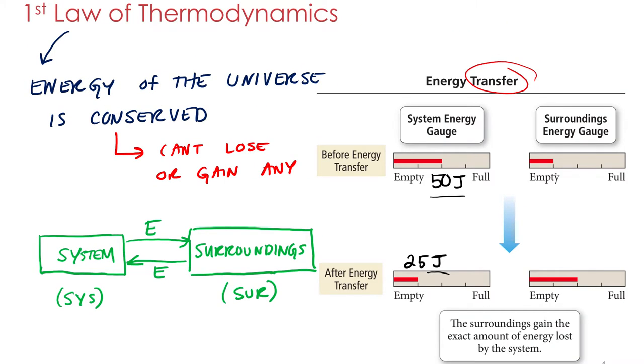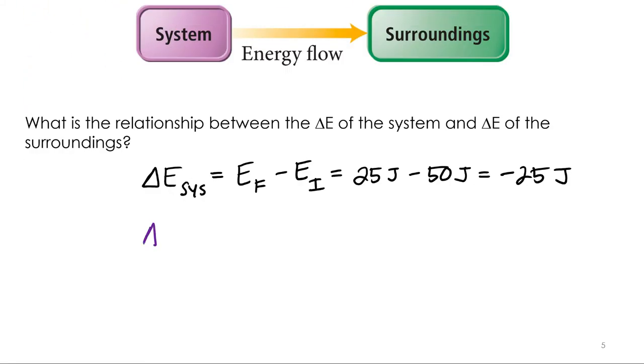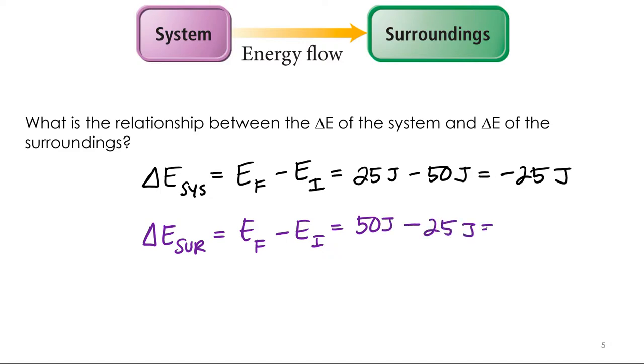All right, so let's see what happened to my surroundings. My surroundings started at a quarter tank, so let's call that 25 joules, and then ended up at a half a tank, so let's say that's 50 joules. Again, just making up some numbers, but keeping them consistent. So now it's final minus initial, 50 minus 25. So my change in energy of my surroundings is, again, final minus initial. This time it ended up at 50 joules minus 25 joules equals 25 joules.